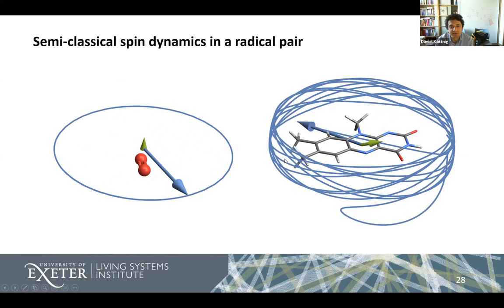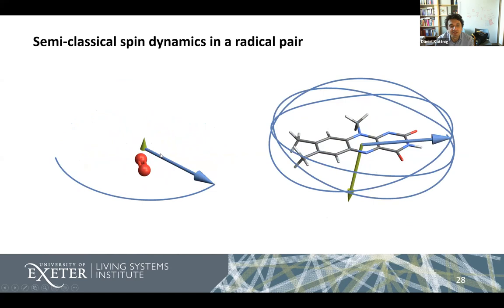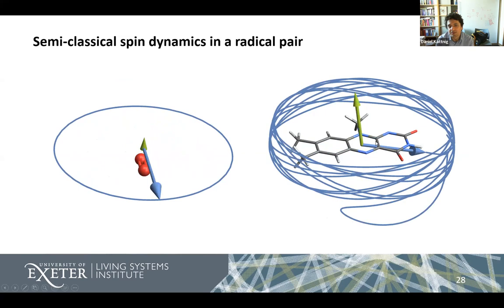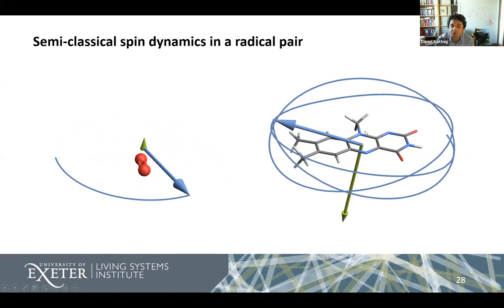And furthermore, the motion here is relatively slow because I have assumed that the applied magnetic field is equal to the geomagnetic field, which is a rather weak magnetic field. In the other case here, the field is still a geomagnetic field, but the dynamics is way faster because the hyperfine interactions are stronger.